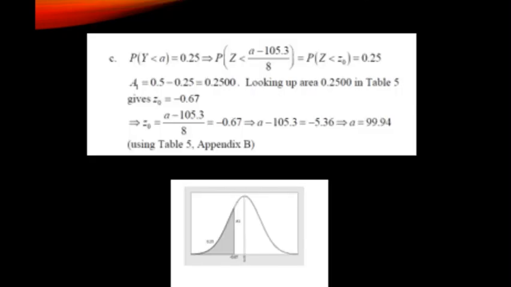Now in this case, it will be negative 0.67 because we have our z value on the left side of the 0. So our z value is negative 0.67, and this was the equation that we had here. So a minus 100.53 divided by 8 is negative 0.67. When we solve for a, we get 99.94. So the value of a is 99.94, which corresponds to 25% area on the left side, or the probability of y less than 99.94 is 0.25.